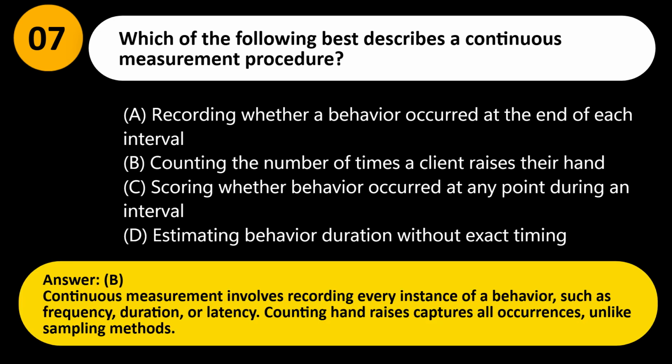Answer B. Continuous measurement involves recording every instance of a behavior, such as frequency, duration, or latency. Counting hand raises captures all occurrences, unlike sampling methods.